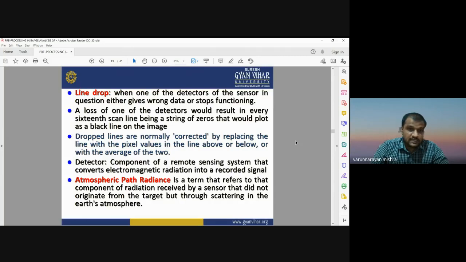The dropped lines are normally corrected by replacing the line with the pixel values in the line above or below. The line which has no value or zero value may be replaced by the line above or below, and the pixel having zero value will be replaced with the average of the pixel values from the line above and the line below. The detector is the component of a remote sensing system that converts the electromagnetic radiation into a recorded signal. So these are some errors caused by system malfunction, when the detector doesn't work properly.